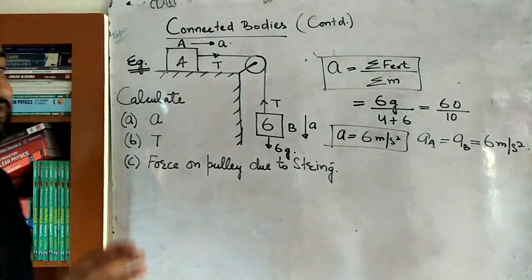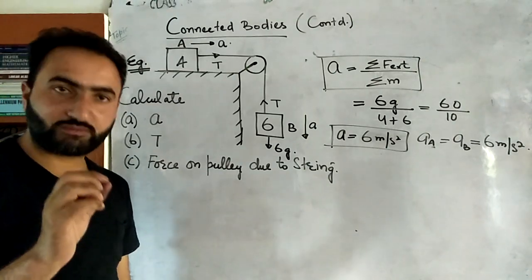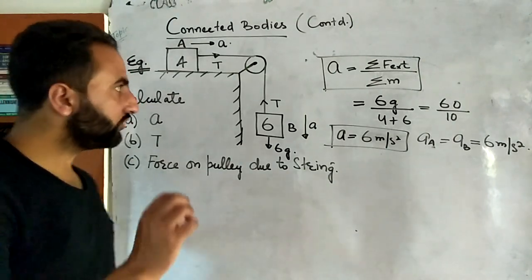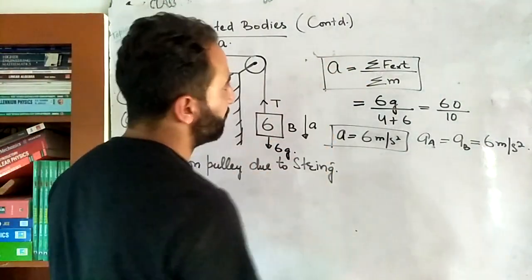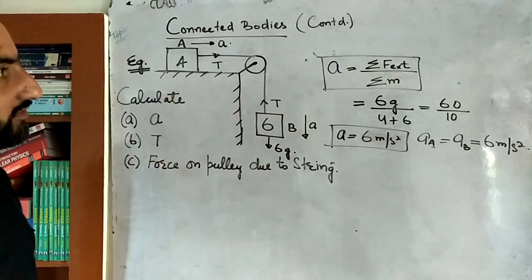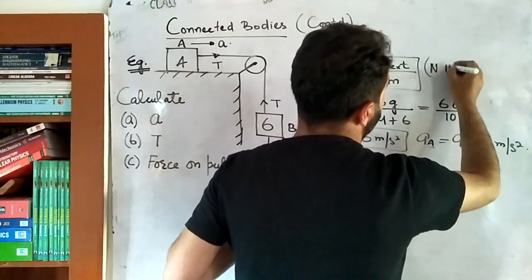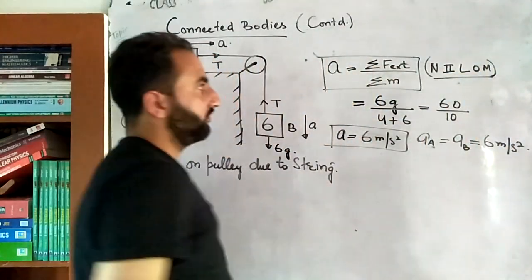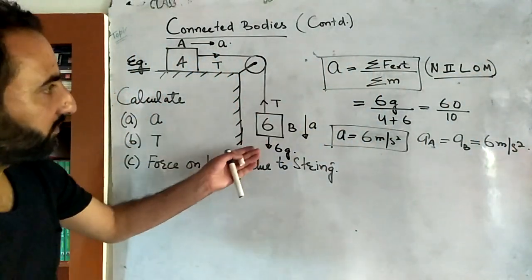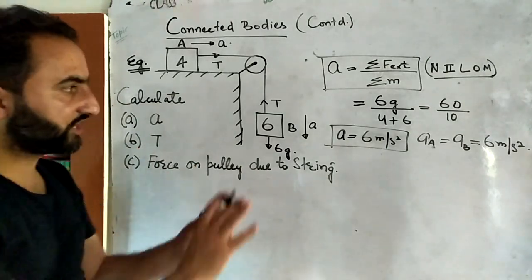So what to memorize is this: whenever there is a system such that the acceleration of each particle of the system is exactly the same, in that very case, the generalized equation is simply acceleration is equal to summation of all the external forces divided by summation of all the masses. This is simply Newton's second law of motion, which we are applying here. Okay, so the external force is simply 6g.